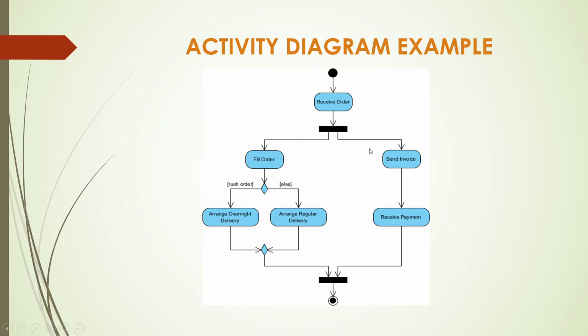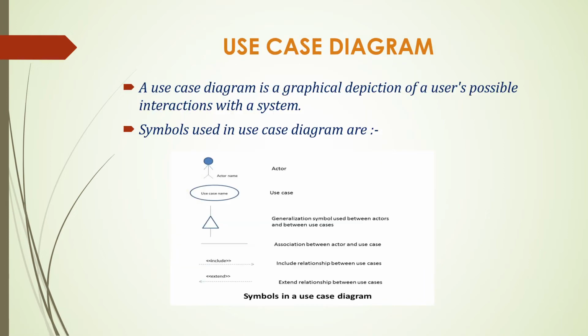Let's see the send invoice part as well. We have only one activity in this, you just have to receive the payment. And then we have a join over here, and that's the end. So let's discuss the use case diagram.